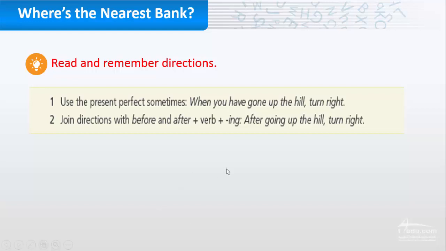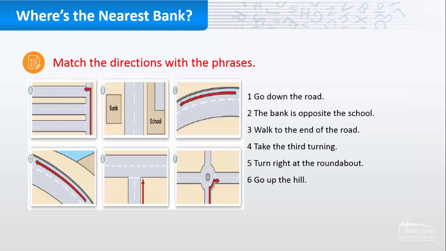So this is how we use the present perfect in giving directions to someone. Number 2, join directions with before and after plus the verb plus ing. For example, after going up the hill, turn right. So these are two ways helping you to form sentences with directions.